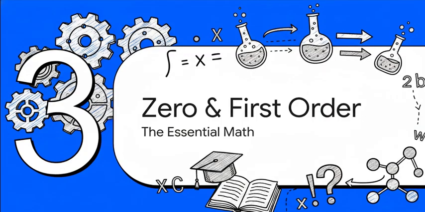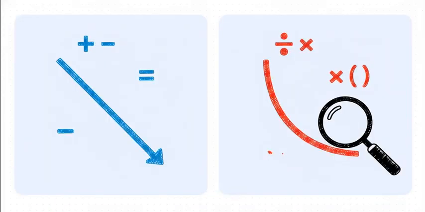Section 3. Zero and first order formulas. The essential math. Okay, this perfectly illustrates exactly what you need to memorize. Let's contrast these side by side.